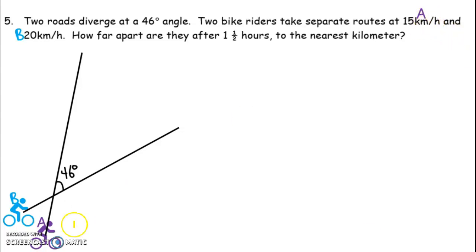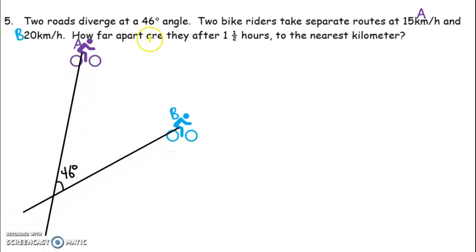So I've labeled this guy biker A, he travels at 15 kilometers per hour, and biker B travels at 20 kilometers per hour. How far apart are they after 1.5 hours to the nearest kilometer? So we need to find the distance between these two guys to the nearest kilometer. So how do we do that?